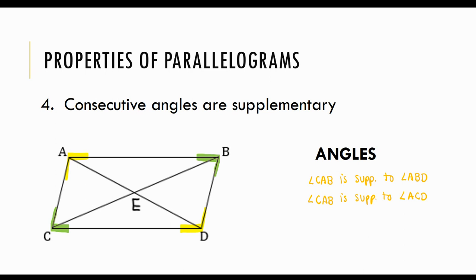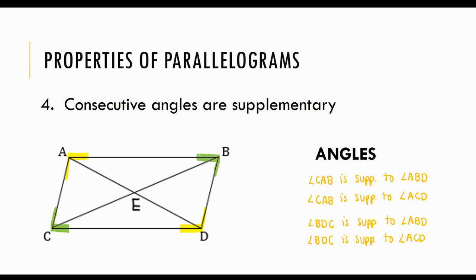Okay, so then I can also say that the other yellow angle that I have, this angle BDC, is going to be supplementary to 2 different angles because there's 2 different angles that are right next to it. So I can say that the angle of BDC is supplementary to the angle of ABD, as well as angle BDC is supplementary to the angle of ACD. Essentially, naming those 4 different sets of supplementary angles has covered them all.